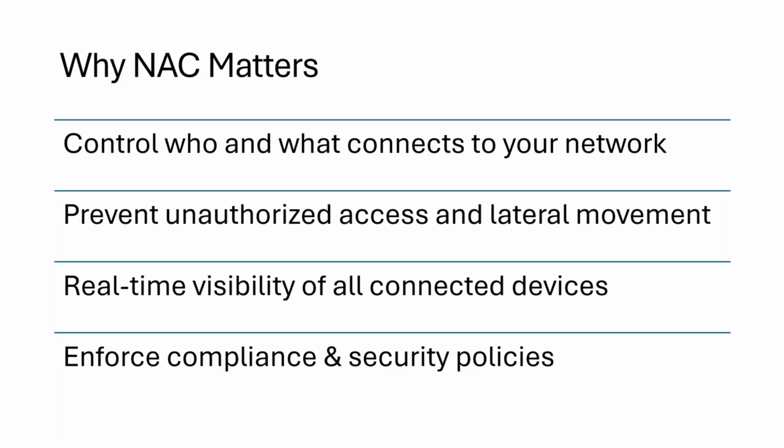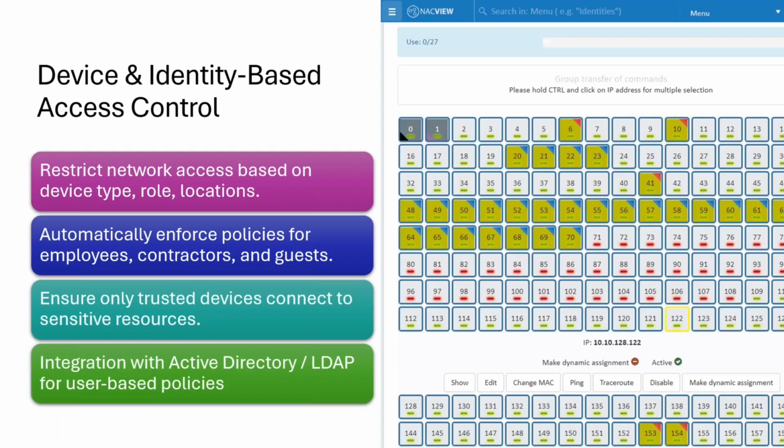So let's deep dive into a few major features of NACView. First of all, we have device and identity-based access control. For each of your wired switches and Wi-Fi APs, we can take control through NACView, and then we can identify which device is connected to which port, and we can control and request authentication before any device is able to connect to your network.